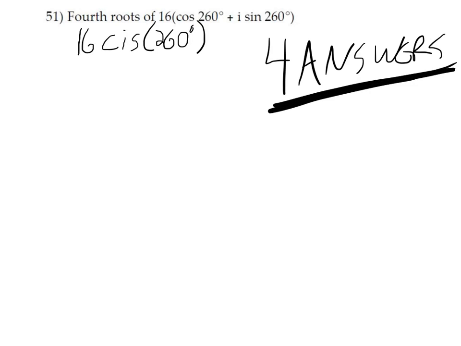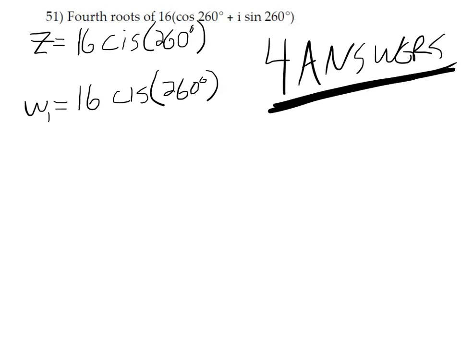Because it's fourth roots. So if I call z this first number, then the first root, W1, will be based on our z. So you find the first answer, the first root, by working with the original number. Fourth root means that we're going to have a 1/4 power on the 16 and a divide by 4 on the argument. This gives us W1 equals 2, 4th root of 16, CIS of 65 degrees.